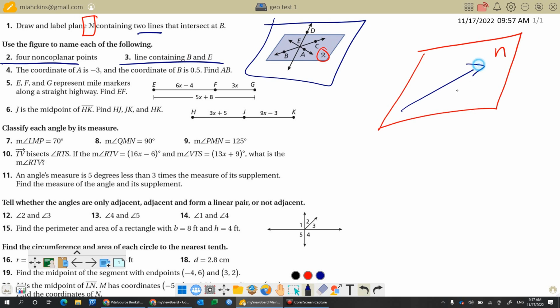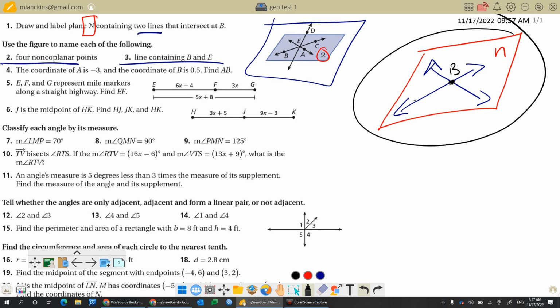And then we get two lines. Remember, they need arrows on them to indicate that they are lines. And then they need to intersect at B. So all we're doing is just drawing this with line 1, line 2, and intersection at B. We need to make sure that we label it that it is plane N. So we go through and we do that, and then we're good to go.